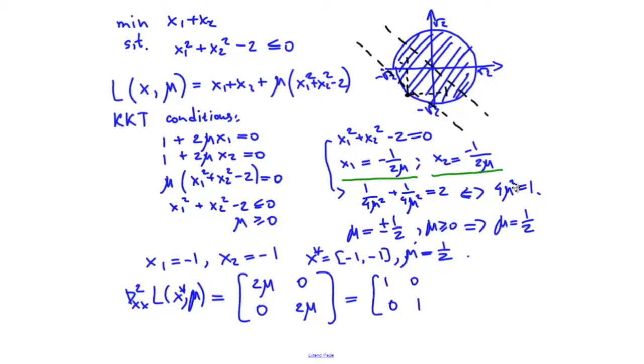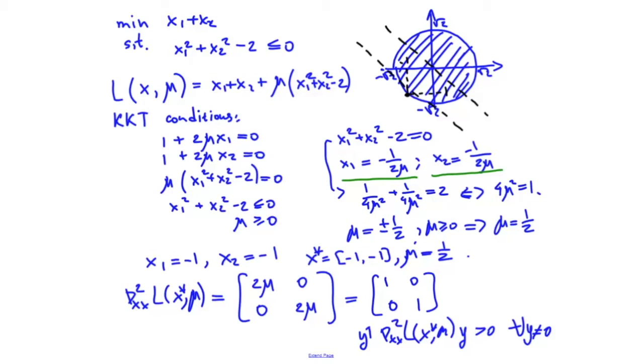Obviously, in this case, the Hessian of the Lagrangian is positive definite, and we have y transpose times the Hessian of the Lagrangian times y is actually greater than 0 for any y which is not equal to 0, including all y's that belong to T(x star, mu). Therefore, we can conclude that the second order sufficient condition is satisfied, and this point is a strict local minimizer.